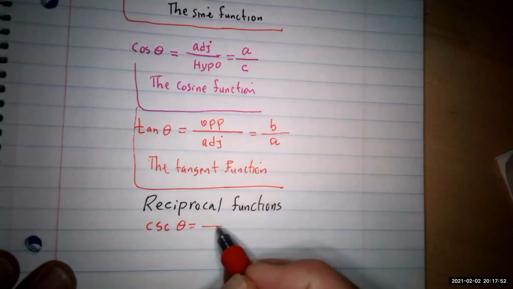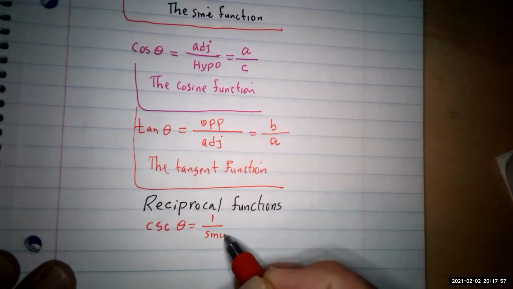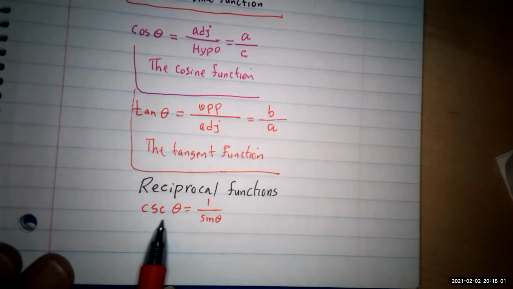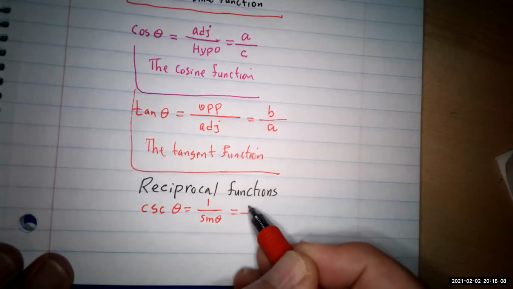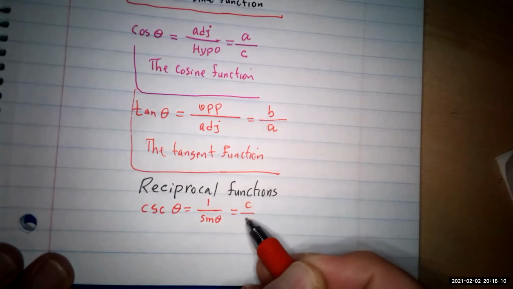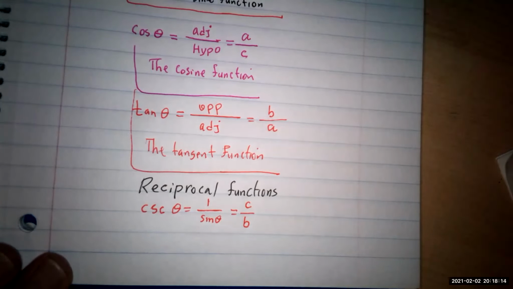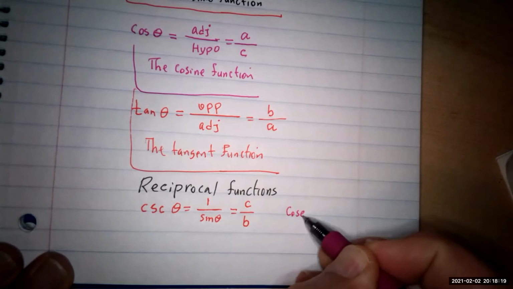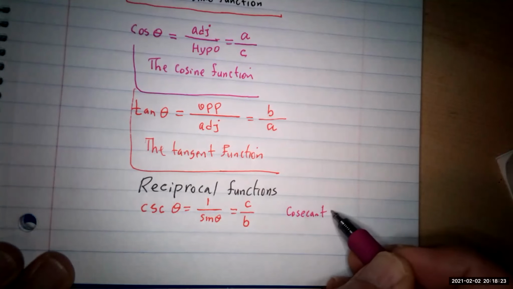In calculus, we use only those 3. It's going to be the reciprocal of the sine, we call it cosecant. And if you have the sine, you just use the reciprocal, which is going to be C over B. So this is going to be a cosecant function.